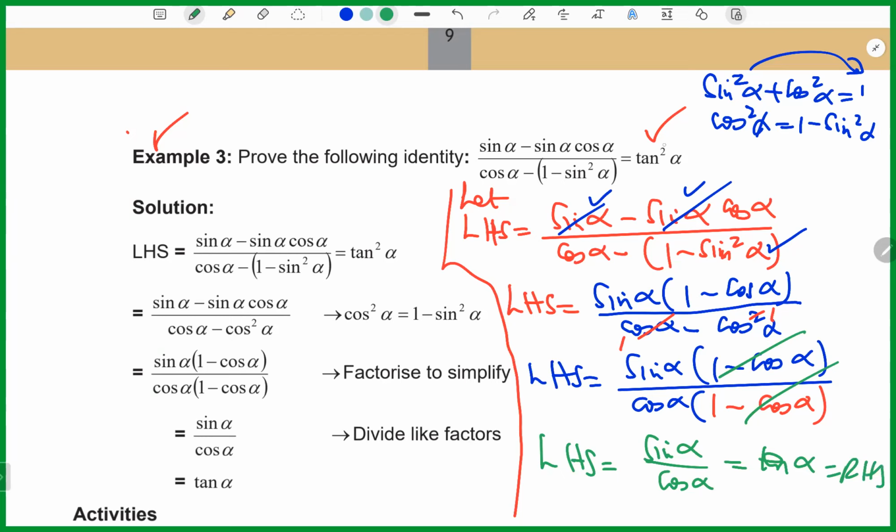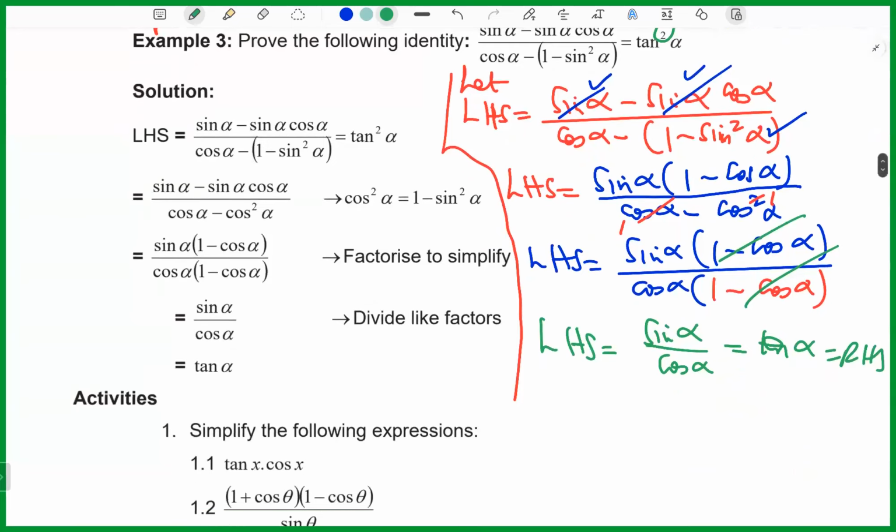Now, what is this? This is tan alpha, which is the right-hand side. And there was an error in this question, because there's no square there. The square was accidentally put in the typing of this material, but surely the square is not there. So we continue with this. We've proven that.